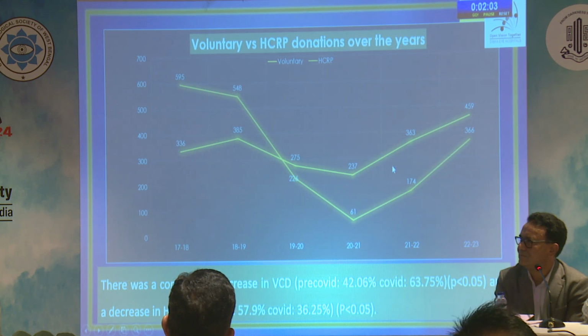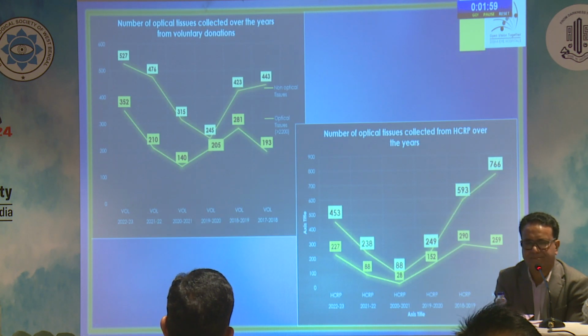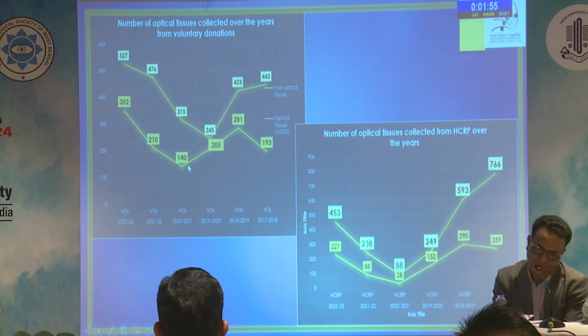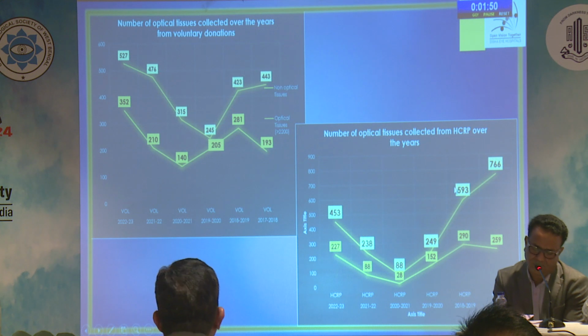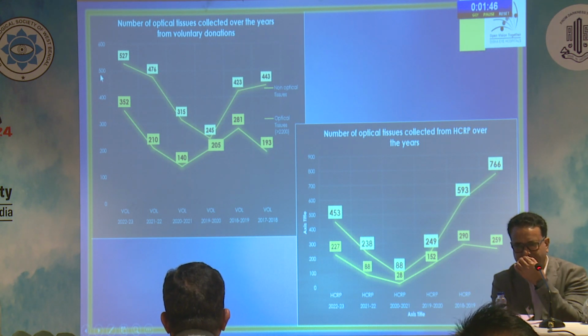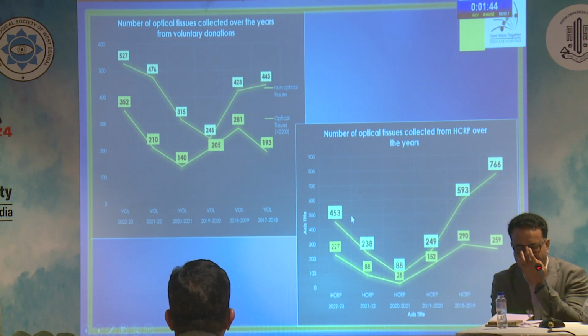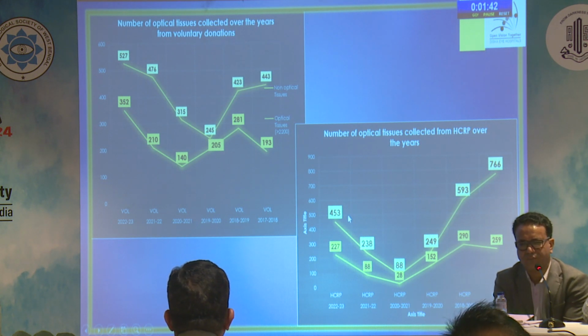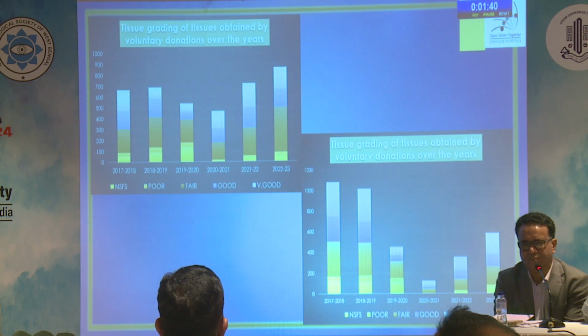However, instead, post-COVID, the voluntary donations have increased overall. The number of optical tissues collected over the years from voluntary donations showed an increasing trend. While in HCRP it was 453 in the last year, it was 527 in voluntary donations.